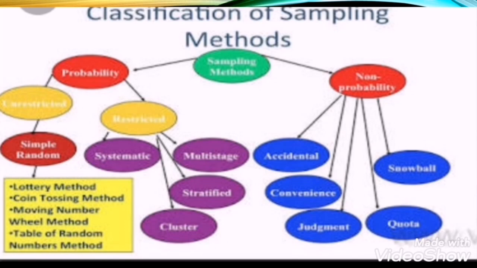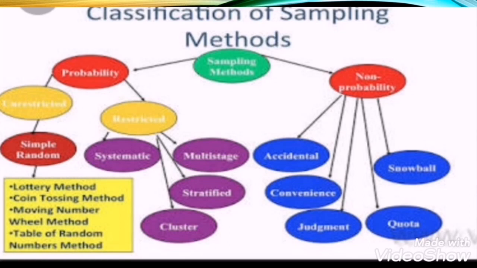This implies that the selection of sample items is independent of the person making the study. Non-probability sampling methods are those which do not provide every item in the universe with a known chance of being included in the sample. The selection process is at least partially subjective.